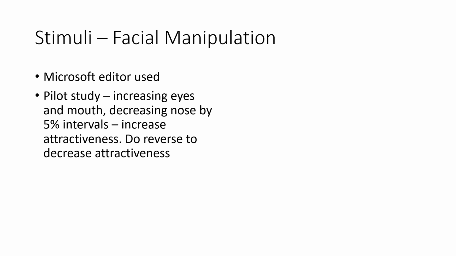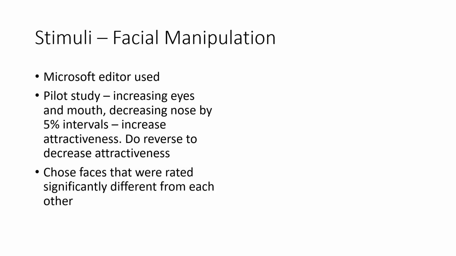If you remember the neotenous features that we discussed earlier that tend to be rated as being more attractive, they included wider eyes, wider mouth, but also smaller nose, smaller chin. They used this editor to manipulate these particular features in such a way to increase attractiveness ratings. And then they did the reverse to decrease attractiveness ratings.